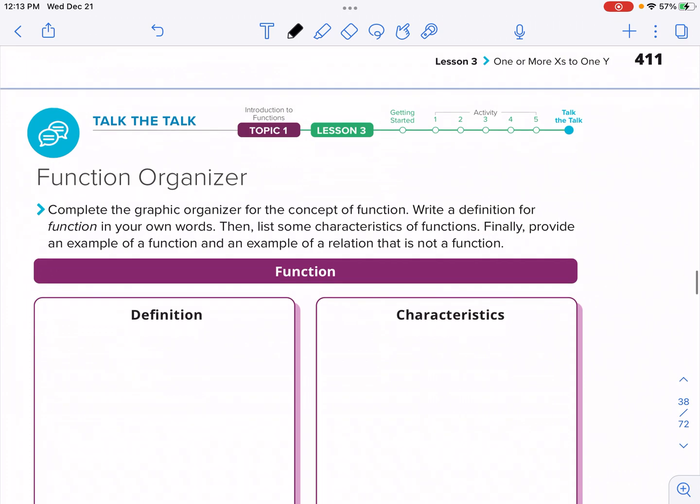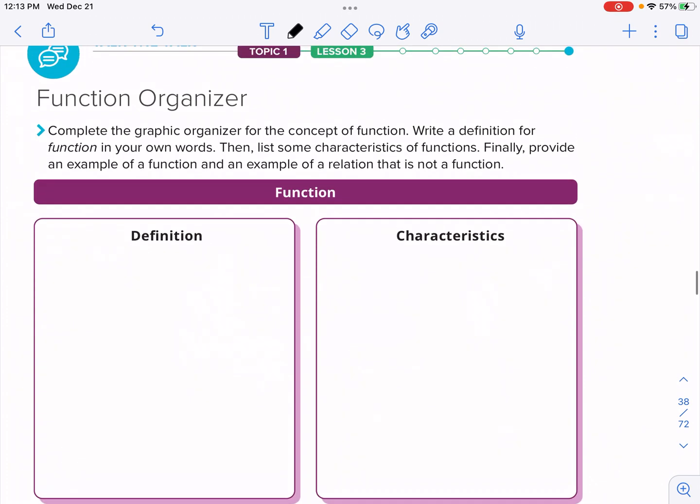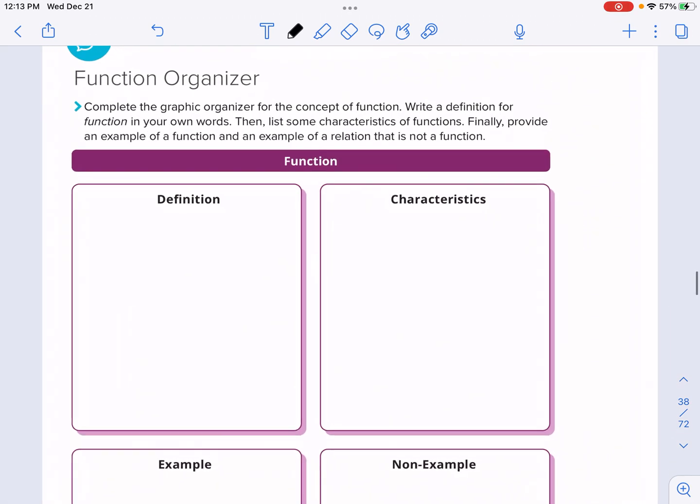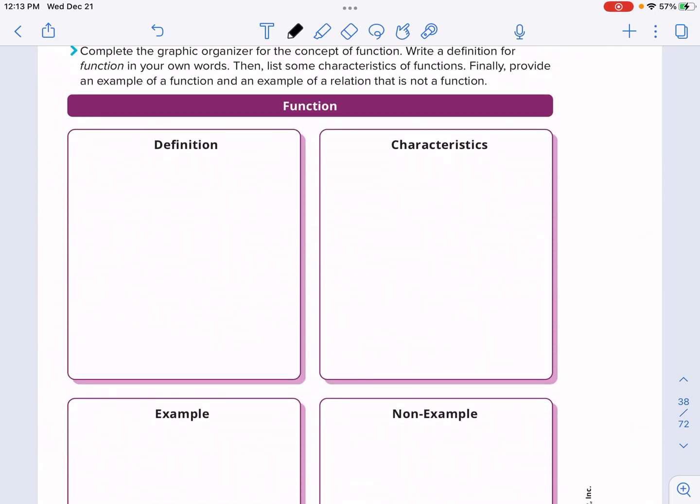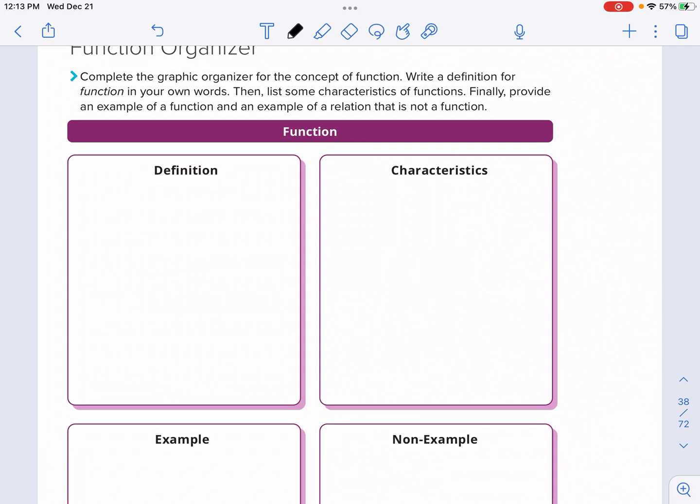Let's move on to the next page and final page for Talk the Talk, and we'll get to our assignment. We have this graphic organizer, and we're just going to give some examples. Hopefully, this puts all our notes into one place, and this will help us when we move on to our test, which is probably like 10 days from here, or maybe a week and a half, close to a week. A function, what is the definition of function? What's a characteristic, an example, and then a non-example? So let's start with the definition.